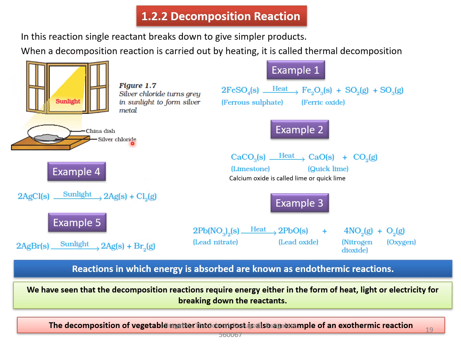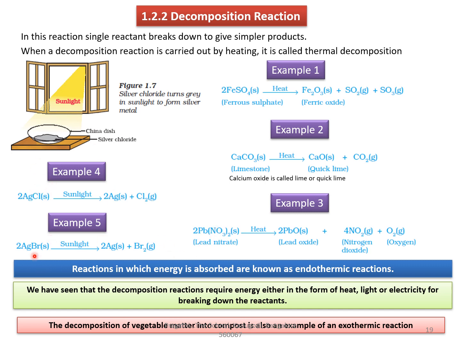See here, this is the example. This is a china dish. In the china dish, you keep silver chloride, and you expose it to sunlight. What happens? After some time, all the chlorine content in the silver chloride evaporates as gas and pure silver is obtained. This is very important and they will ask in the exam.